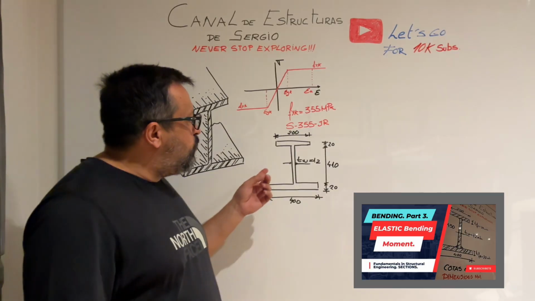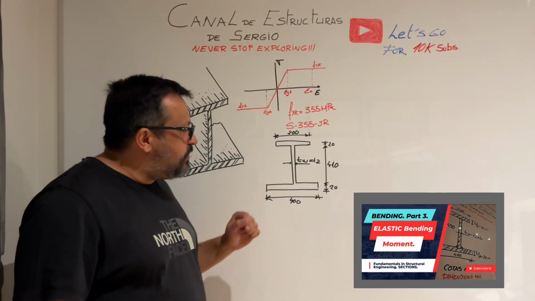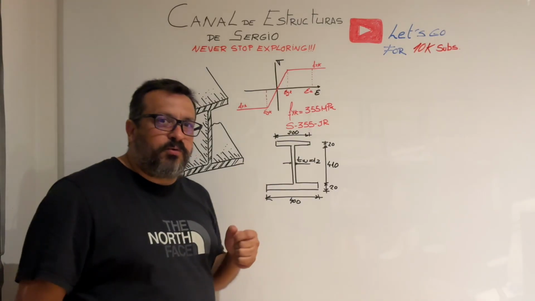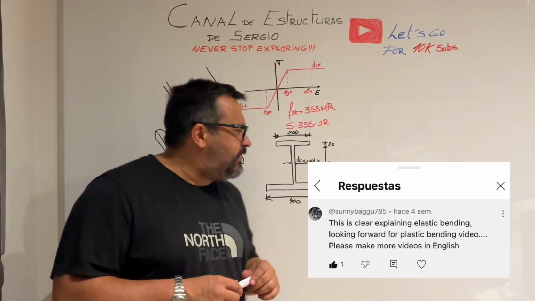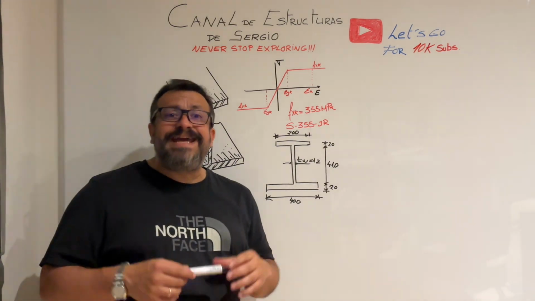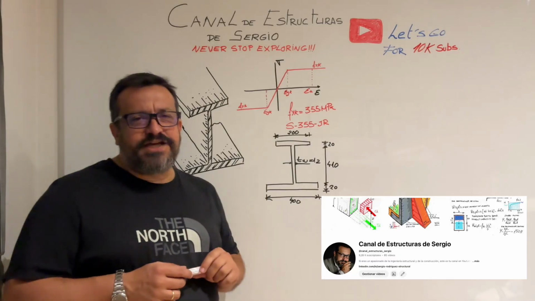Some months ago, we were estimating the elastic bending moment associated with this cross-section shown on the blackboard. According to the request of some of the followers of the channel, today we are going to estimate the plastic bending moment for this steel shape.